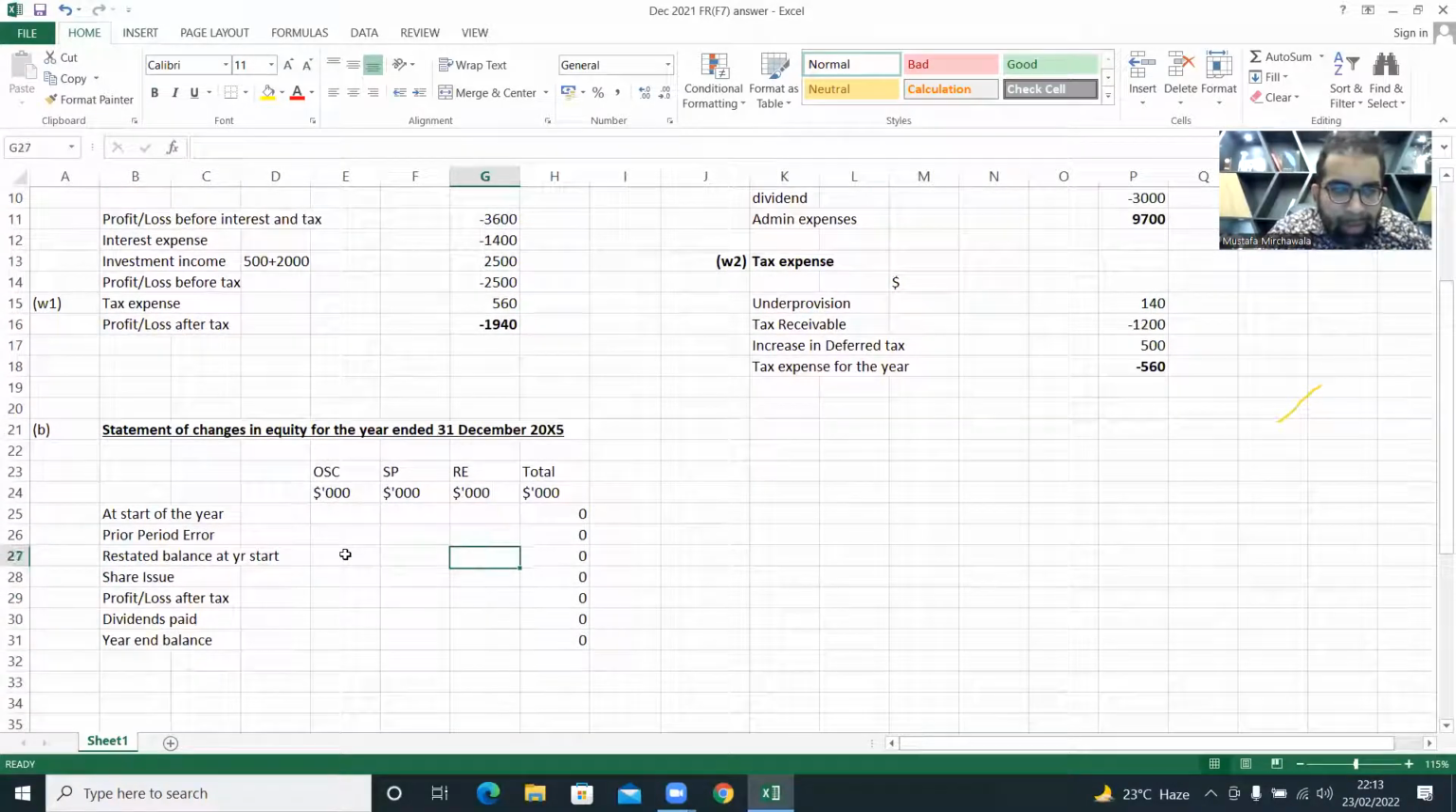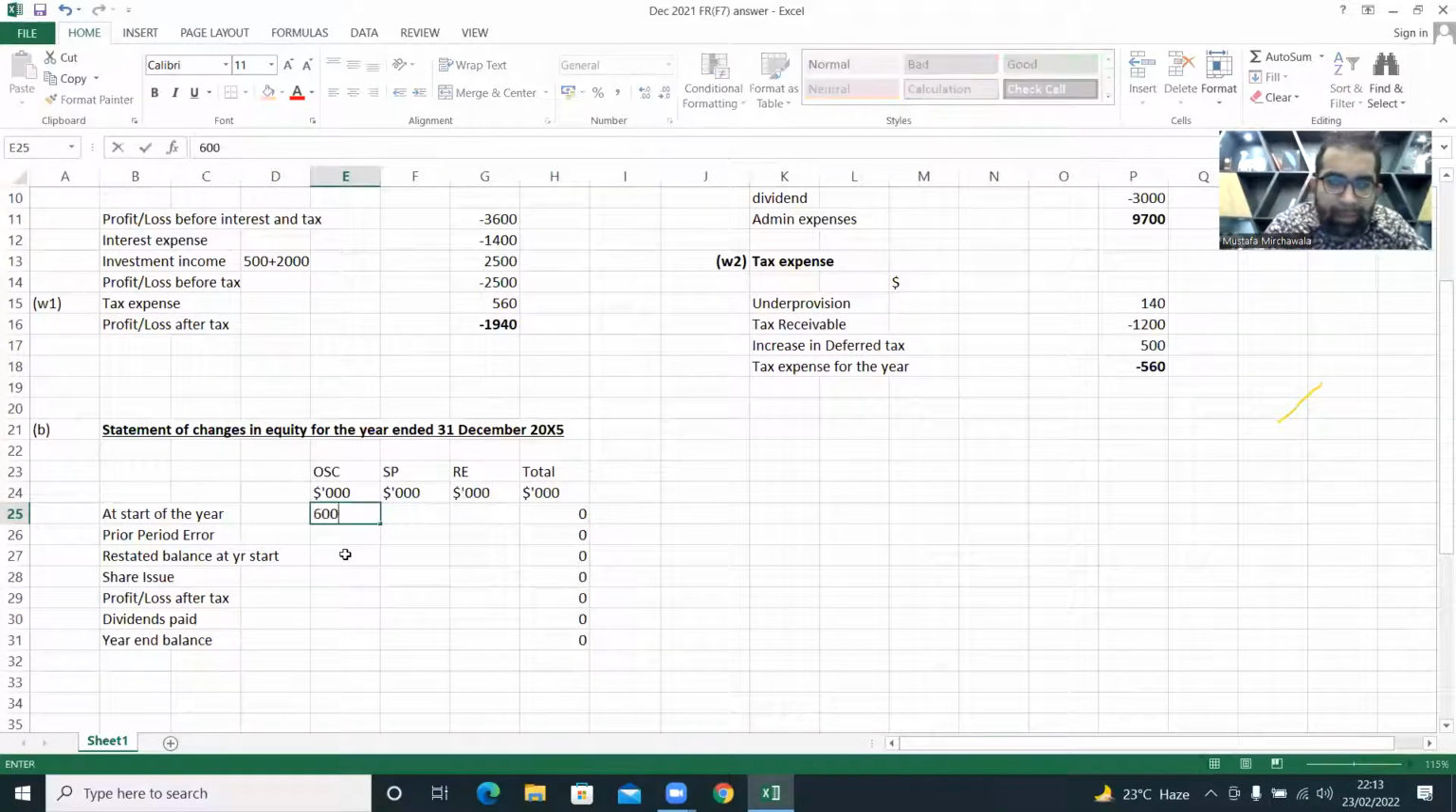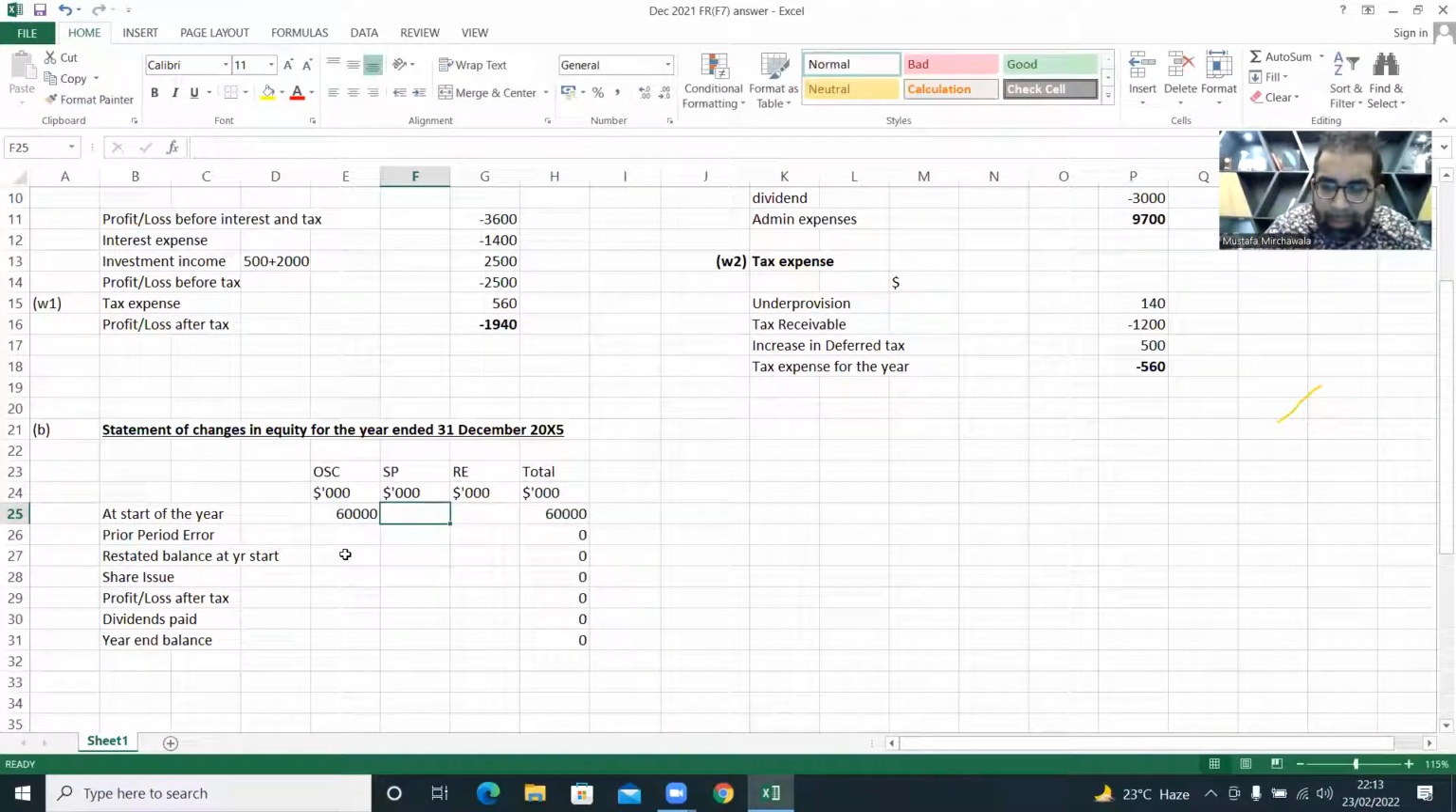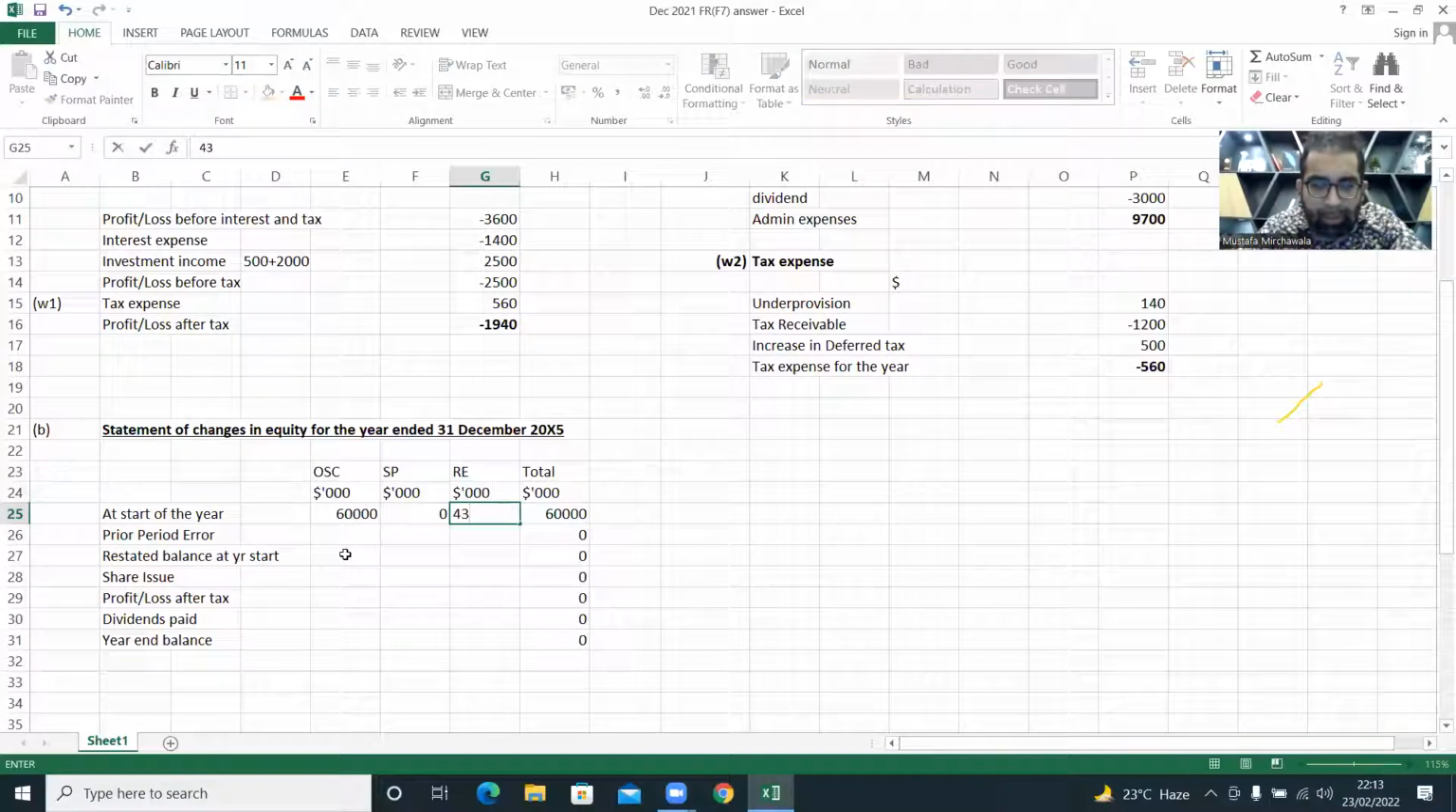Let's do the Soshi thing. Now go to the trial balance. How much is this ordinary share capital? Your ordinary share capital is 60,000. Share premium is zero, no share premium. What is the opening retained earning? It's 43,200.